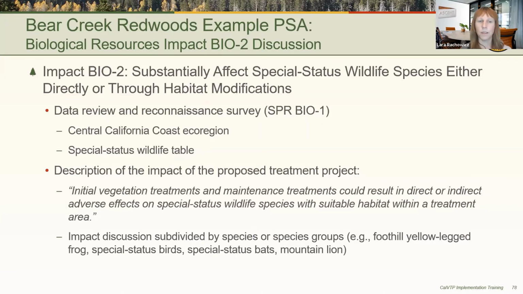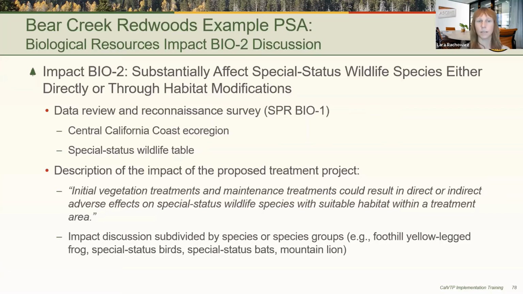Now we'll walk through the Impact Bio 2 for the Bear Creek Redwoods PSA, which looks at whether a project would substantially affect special status wildlife species. We first completed a list of special status wildlife species that could occur in the treatment area by reviewing databases such as the CNDDB, looking at previous survey reports, and looking at Appendix Bio 3 from the PEIR for the Central California Coast ecoregion.